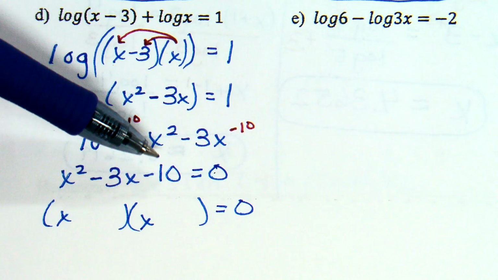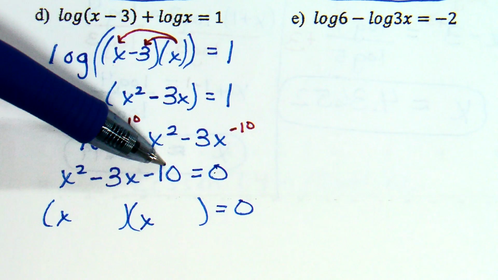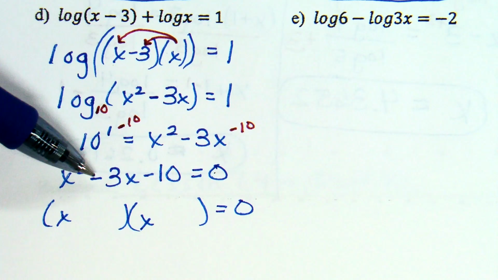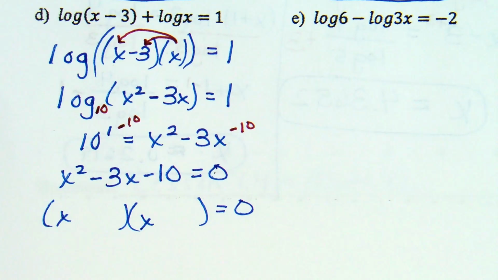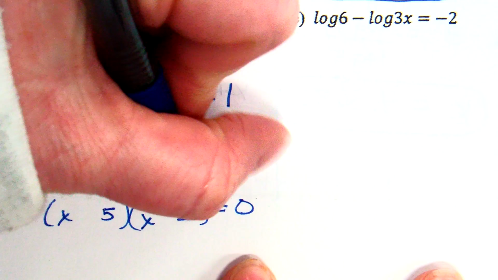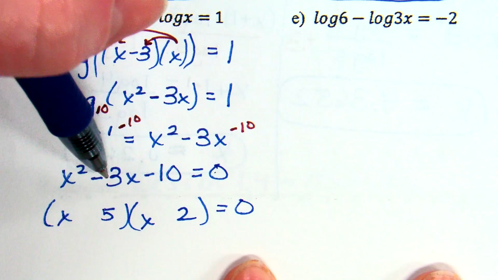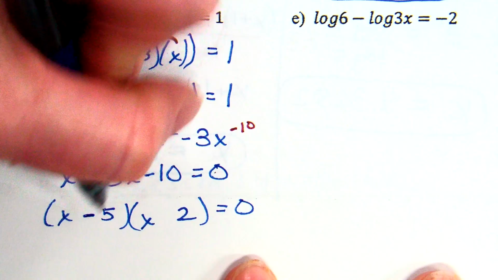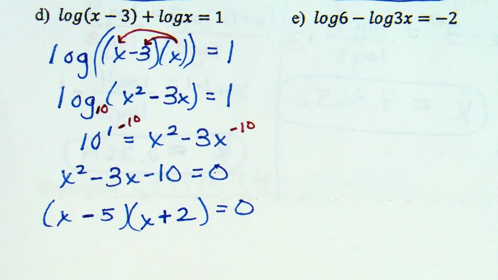Okay, what has to happen here? We need a product of negative 10 and a sum of negative 3. What multiplies to be negative 10 and adds to be negative 3? It's a combination of 5 and 2, because 5 minus 2 is 3, and since it multiplies to be negative, I want that negative 5. So negative 5 plus 2. Am I done?